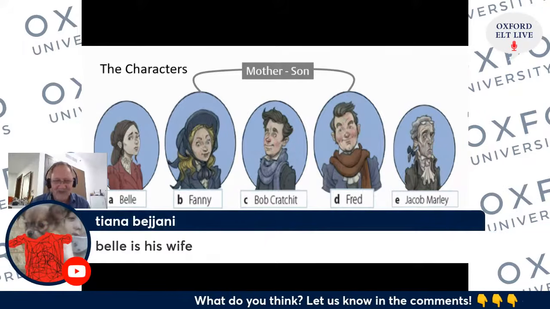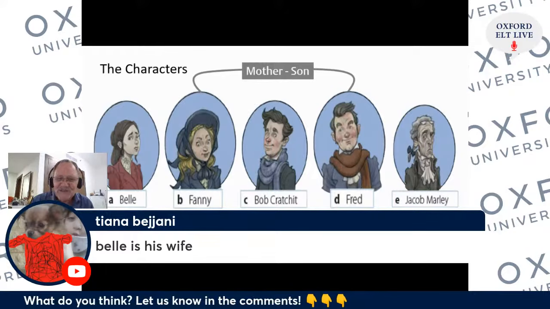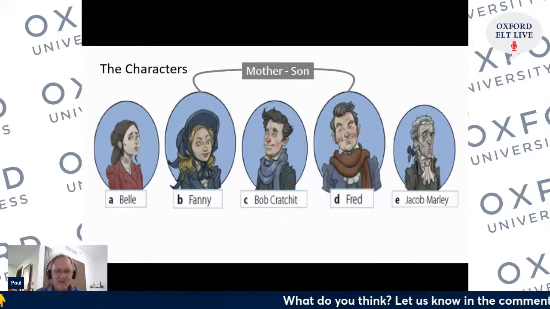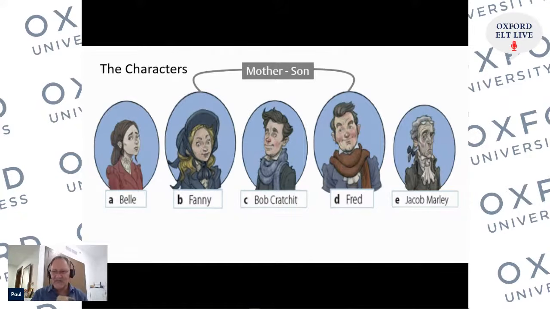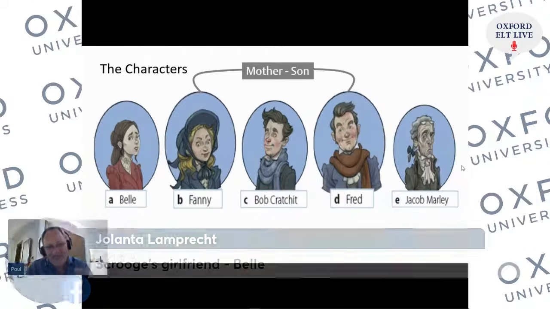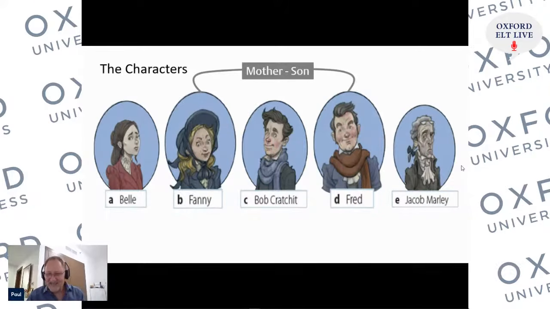Belle is his wife. Well, Tiana, I didn't say wife. She was engaged. She was going to be his wife, but we'll find out. She didn't want to marry him because he only loved money. Scrooge's fiance. In those days, fiance is a better word. Jacob was Scrooge's partner, and he died 7 years ago, so we'll be meeting him as a ghost. I've already mentioned Fanny, that's Scrooge's sister, who was 13 and he was 15 when she helped him. And Fred is her son. So let's begin with the reading.